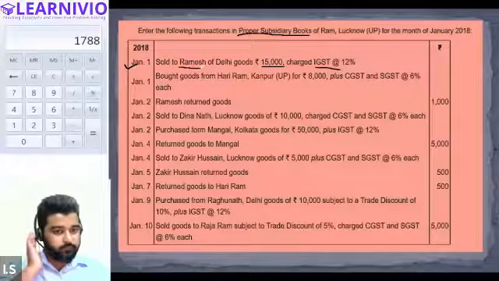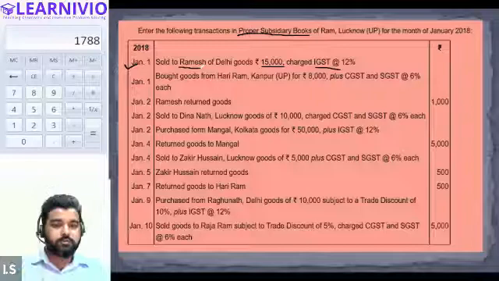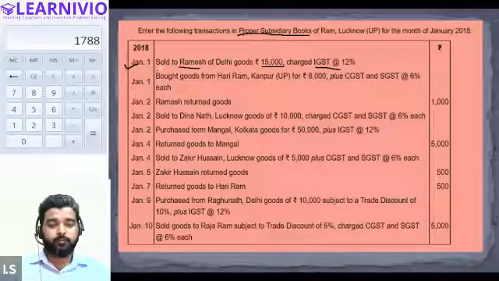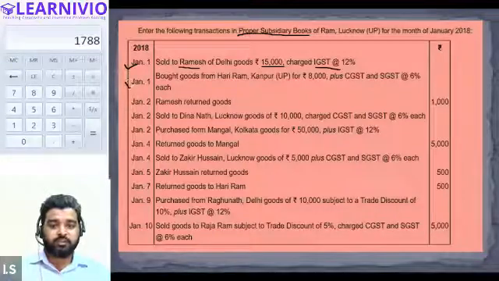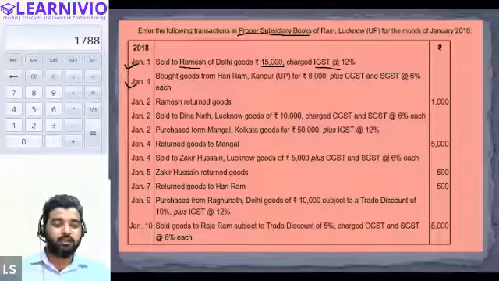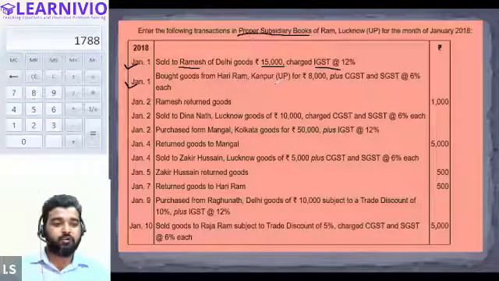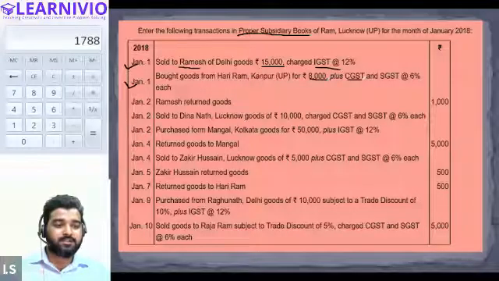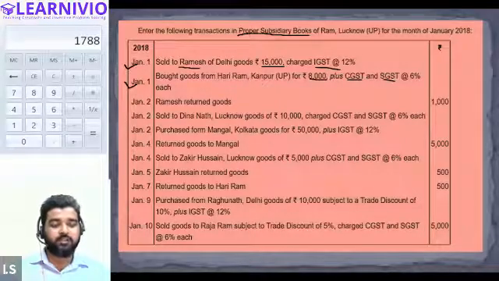Sales book, right? Okay, so we need to make the sales book first of all for the first transaction. Now the second information states that we are buying goods from Hari, who resides in Kanpur, for rupees 8,000 plus CGST plus SGST at the rate 6%.